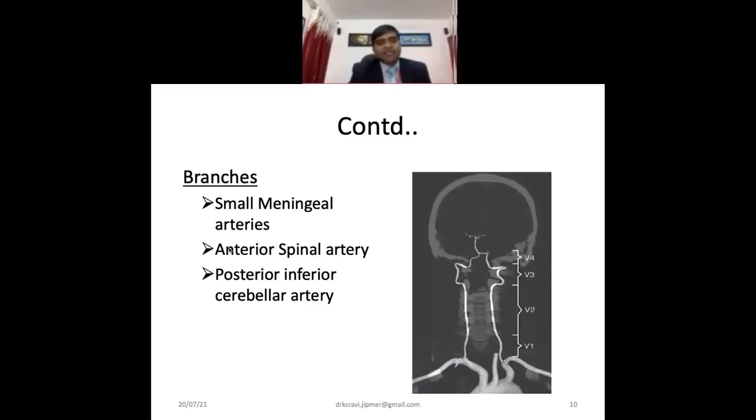The second branch which you can appreciate over here is the posterior inferior cerebellar artery. Now, if you see this posterior inferior cerebellar artery, this is the largest branch of the fourth part of the vertebral artery, you say, right? And it arises from the lower end of the olive, and it goes backwards around the medulla oblongata, and then it ascends in the pontomedullary junction, you say.